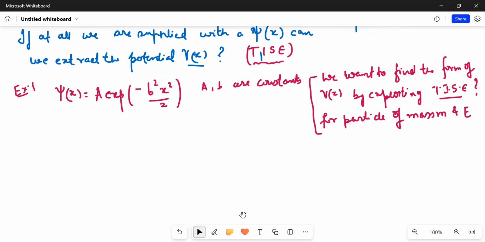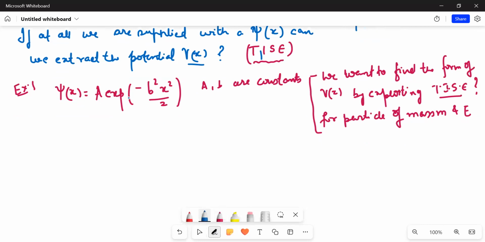So we are given psi of x, which is certainly some e to the power minus b square x square upon 2, and we want to find what would be the form of the potential V of x which may give rise to such a wave function. Let us consider that the particle is of mass m and energy E. Let us also take a condition: consider that the potential is 0 at x equal to 0. This is an extra condition that we are right now taking. Having given all these things, we want to find what would be the form of the potential.